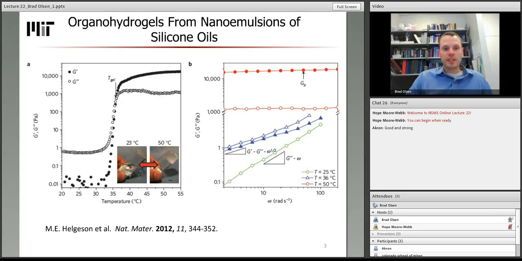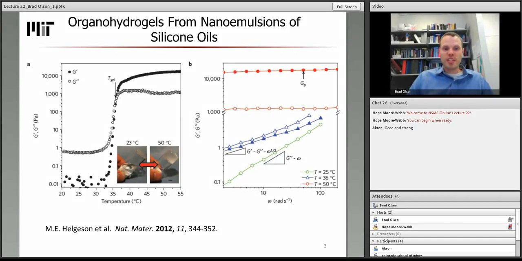So the particular colloidal gel I want to talk about is what they refer to as an organohydrogel, and it's basically a nanoemulsion prepared from silicon oil in water. So what the investigators do, Matt Helgeson, who's now at UCSB, I think in the Department of Chemical Engineering, is the lead author on this. It's out of Pat Doyle's group here in the Department of Chemical Engineering.